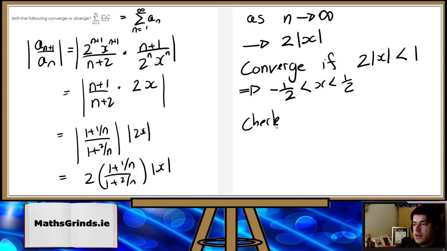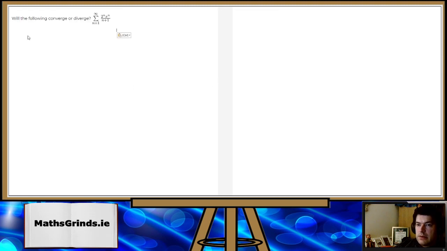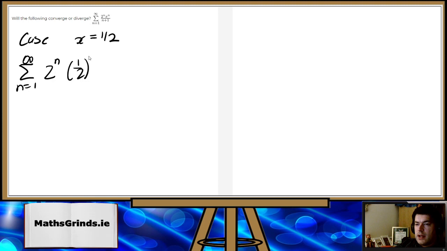So we need to check now when the absolute of x is equal to a half. So far we know it's between minus a half and a half. Let's check the two ends here. So I'll just clear this off. So the case when x is a half, this sum here will be 2 to the power n, a half to the power n, over n plus 1.